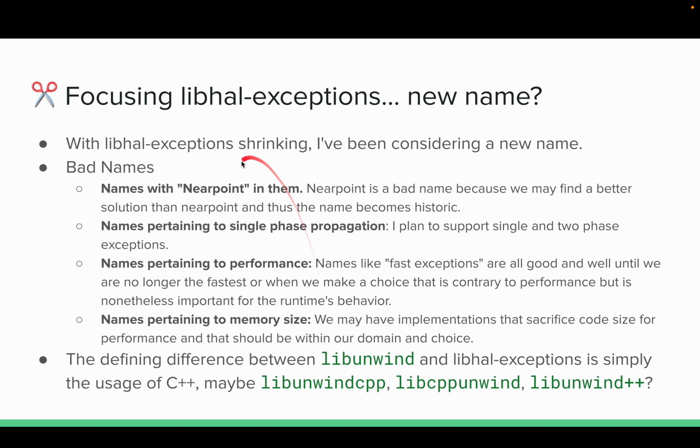I'm planning on actually archiving the current libhal-exceptions, creating a new repo fresh to bring over the libunwind CPP stuff, or libcpp unwind, or whichever one. Bring over the new exception stuff, so that any other libraries that are using libhal-exceptions can just continue using them as they were. But this new one will be focused and tailored just to being a good runtime. So yeah, that's pretty much that, I believe.